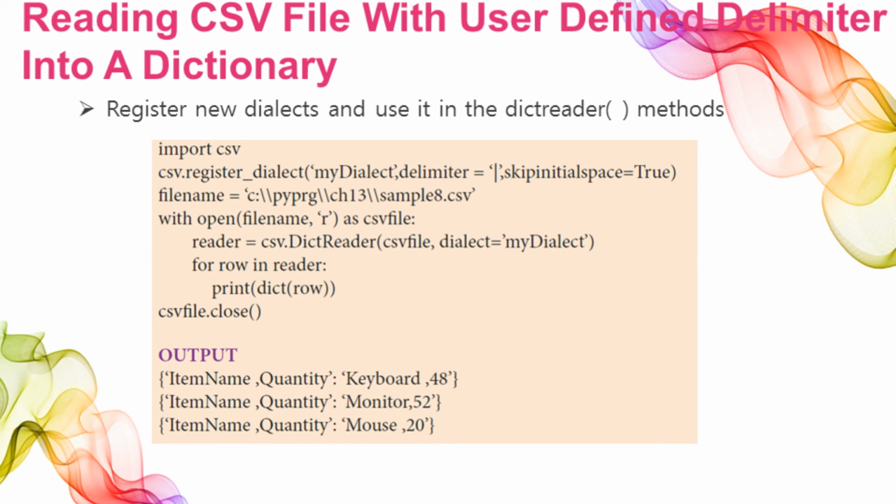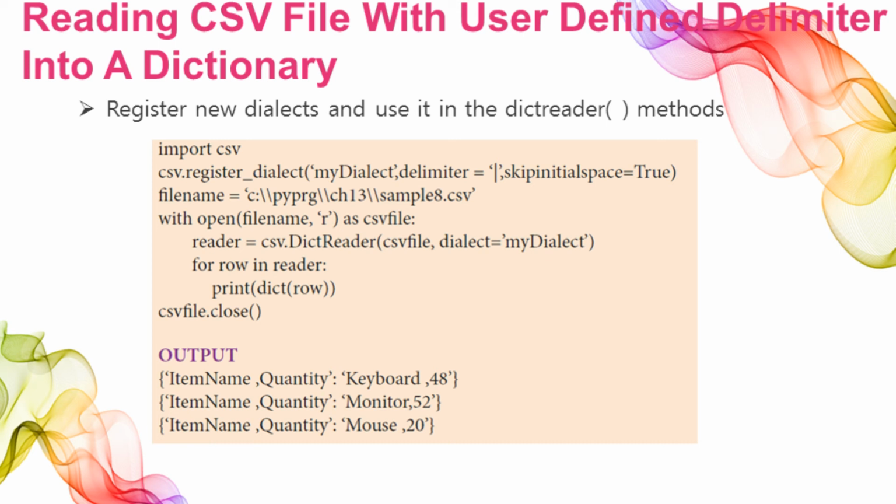And next one is skipinitialspace. So what is meant by skipinitialspace? It's nothing but removing the white spaces in a character. After that, file name is equal to C colon, we are going to enter the file name with open. Just you are going to open the file.